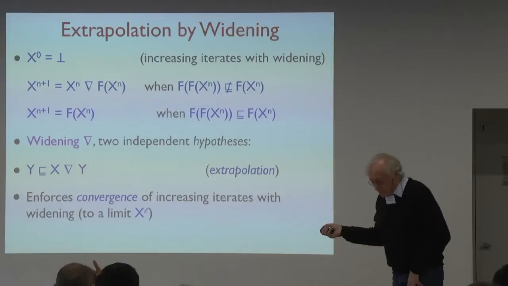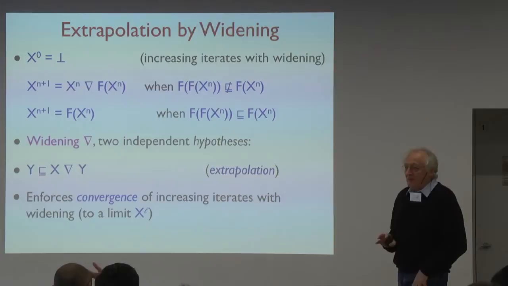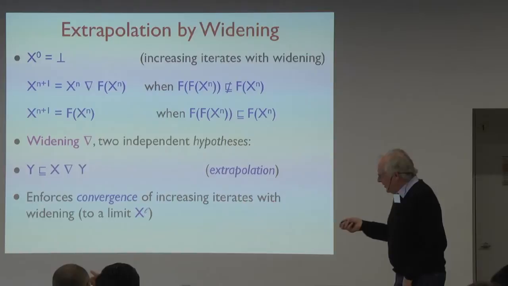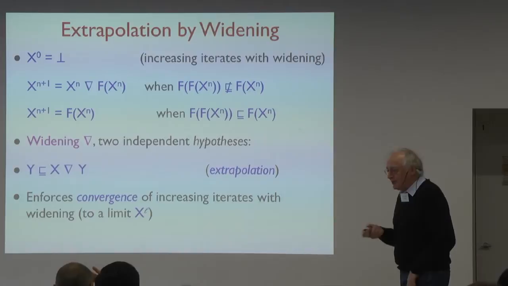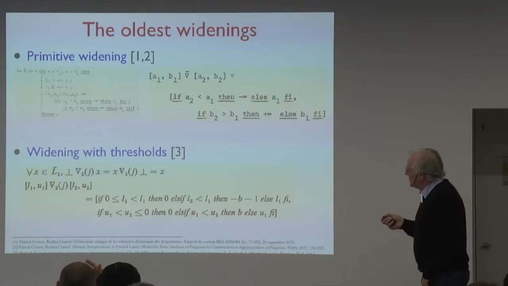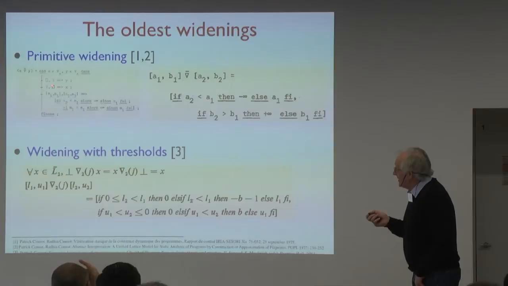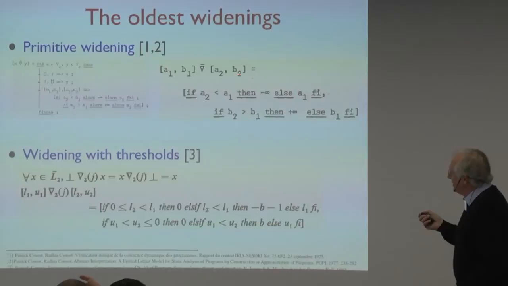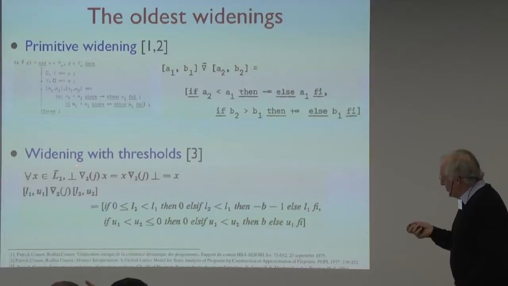So these two criteria are independent, and in my thesis there were two chapters, one on widening, one on enforcing convergence, and many people say, I have a widening, but it does not enforce convergence, so it's not a widening, so it's not really true. Then the first widening were this one. You see, that's funny, because at the time there was no text editor, so the bottom was a big square, and this one. And this one is a later one, where we had forgotten these two cases, to make it simpler.